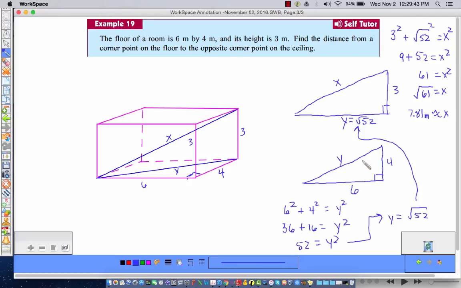And that is all I have. So with three dimensions, you just have to do some careful drawing, and it turns into some nice and easy right triangles, and we can use the Pythagorean theorem.